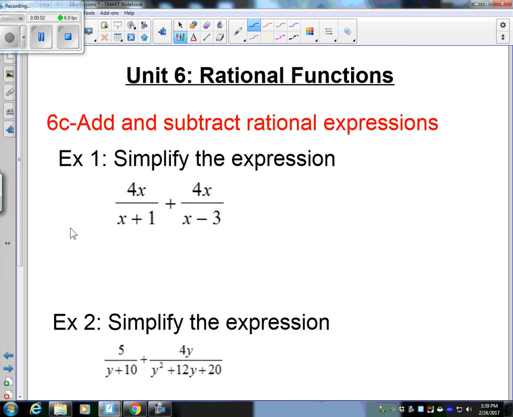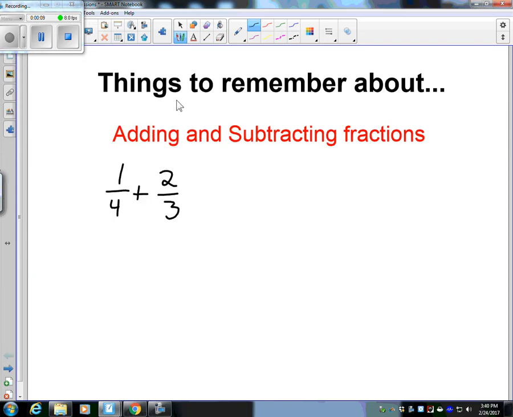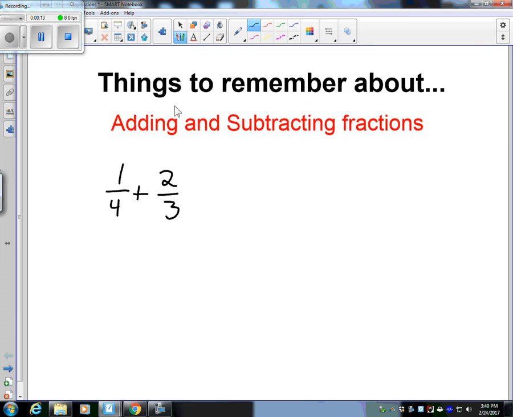Okay, so we're going to be talking about Unit 6C, which is adding and subtracting rational expressions. Some things quick to remember about adding and subtracting rational fractions from the past. When you're adding fractions, you need to get like denominators. So each individual term you're going to be multiplying by a unique number to get that fraction where the denominators are equivalent.